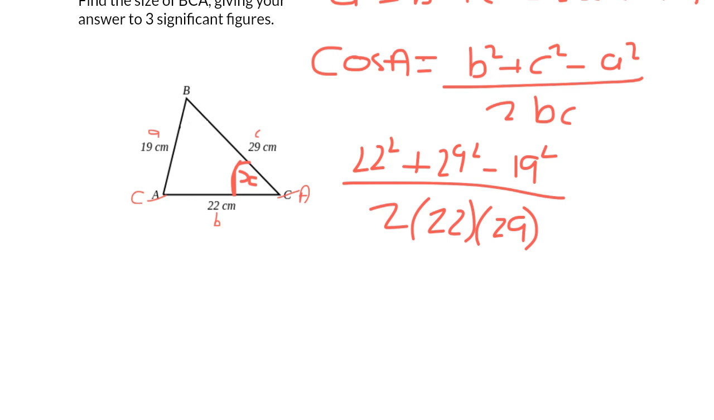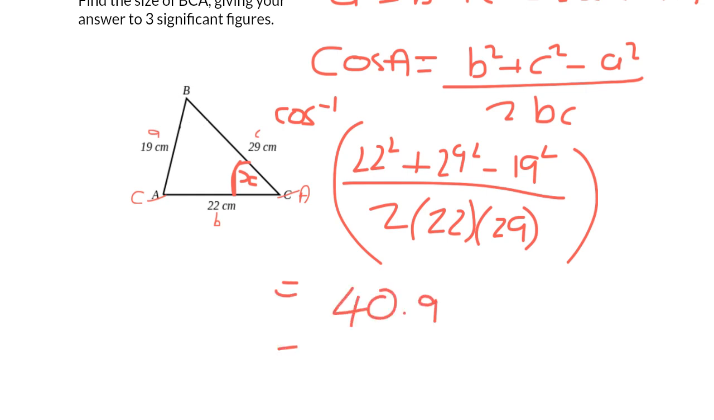However, because I'm looking for an angle, I need to make sure that I press Shift and Cos to find an angle. Now that gives me 40.9, which is going to be 41 degrees.